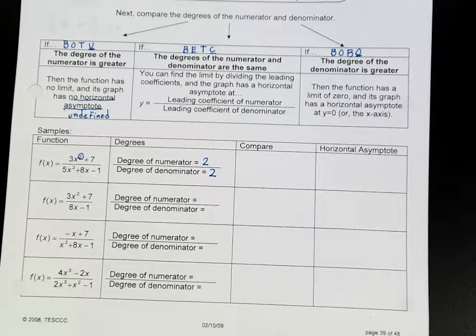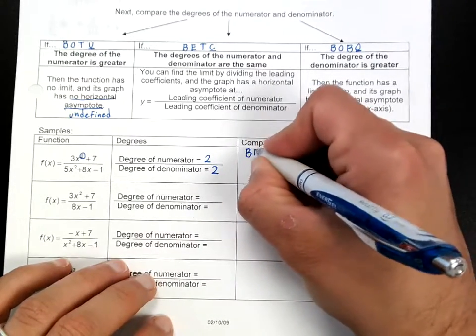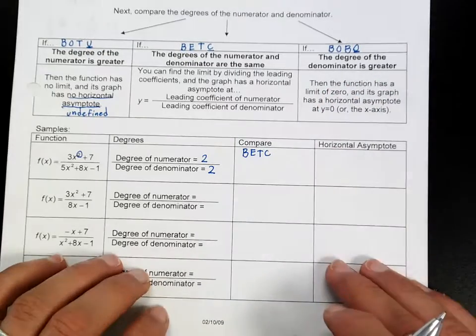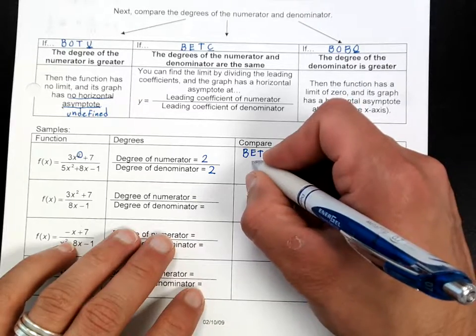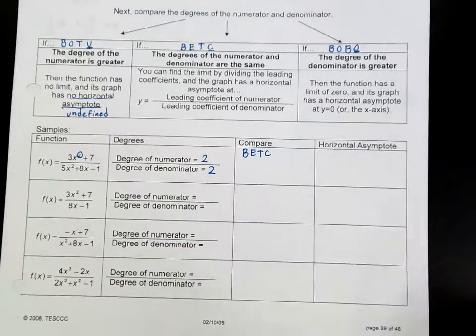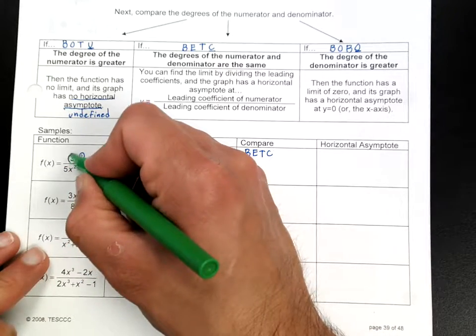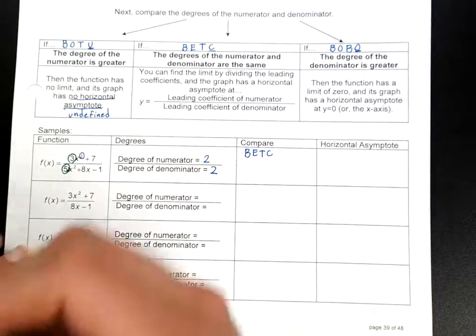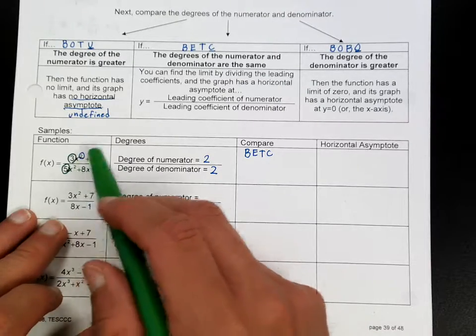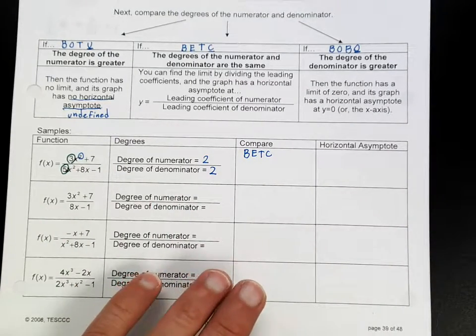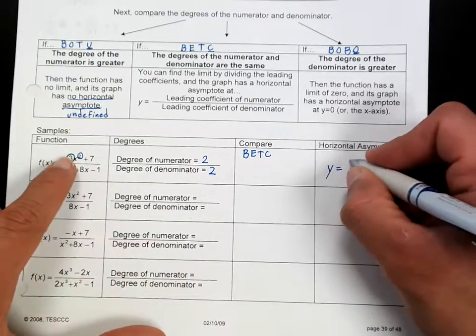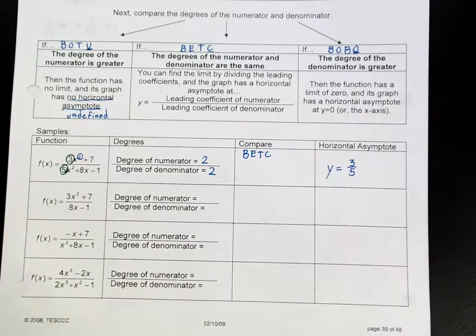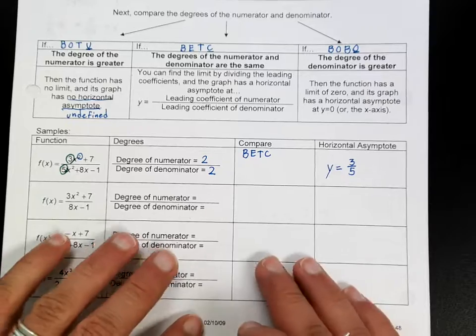Now you probably would agree that those are the same numbers, right? So the bottom equals the top. So this is actually going to be BETC, Betsy. And then all you have to look at, therefore, is these numbers right here, the leading coefficients. The leading coefficients means just the numbers that are attached to the variable with the power. So literally the horizontal asymptote is going to be the ratio of the top number over the bottom number. That's it. So this is it for the horizontal asymptote for this one.